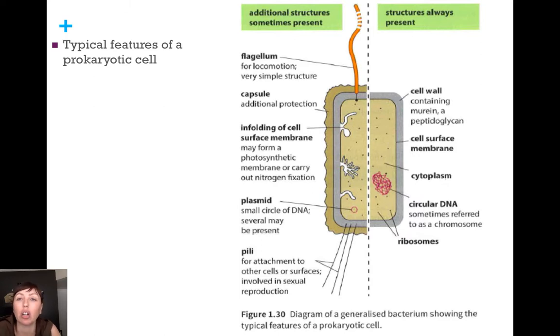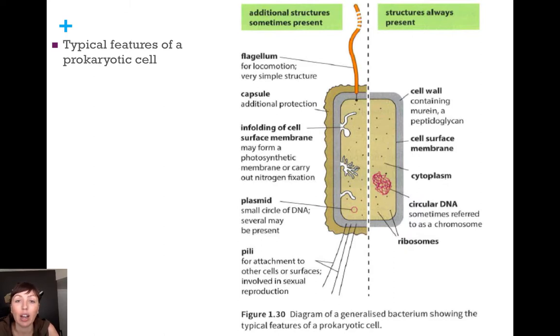Okay, so the typical features of a prokaryotic cell. Let's talk about the structures that are always present. Depending on what type of prokaryote you have, there are structures that are always present and some that are sometimes present. So first, the ones that are always present: you always have a cell wall, a cell surface membrane, a cytoplasm, circular DNA, which is sometimes referred to as the chromosome, and ribosomes.